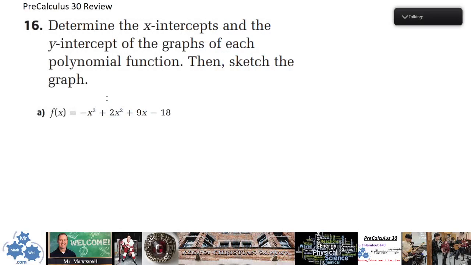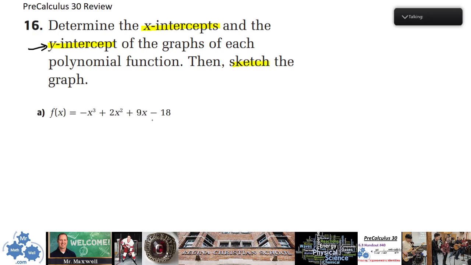Okay, so number 16 on the cumulative review for chapter 3, Pre-Calculus 30. This question says determine the x-intercepts and the y-intercept of the graphs of each polynomial function, then sketch the graph. So we need to find the intercepts and sketch. Let's focus on the y-intercept first.